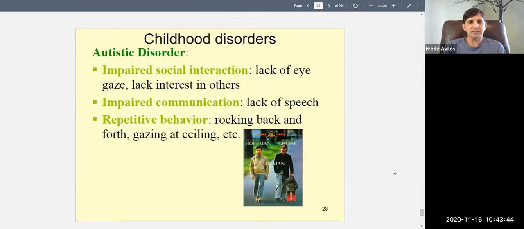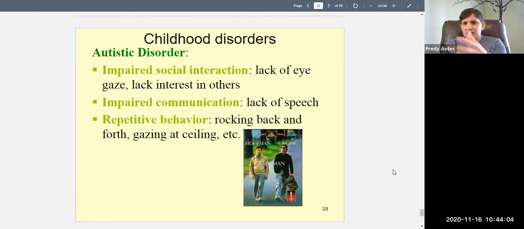Three key symptoms of autism: impaired social interaction, impaired communication, repetitive behavior. The impaired social interaction is where they don't take an interest in other people. They won't look at other people. They won't develop normal friendships. They seem to be in their own little world.